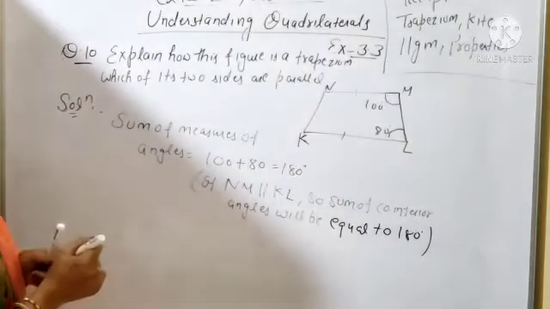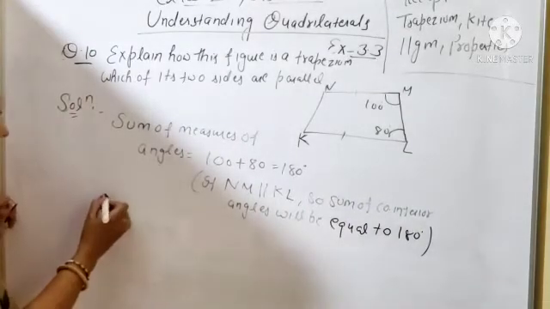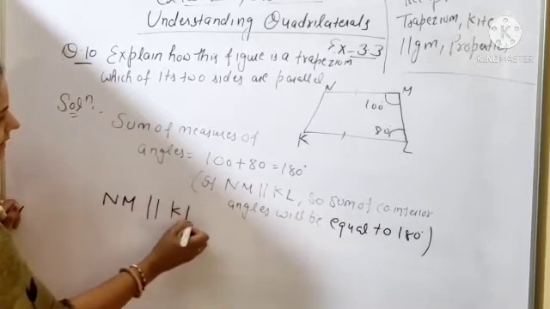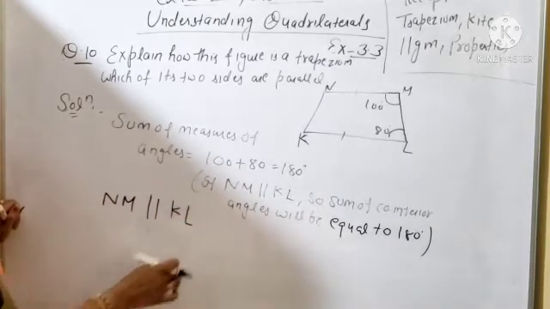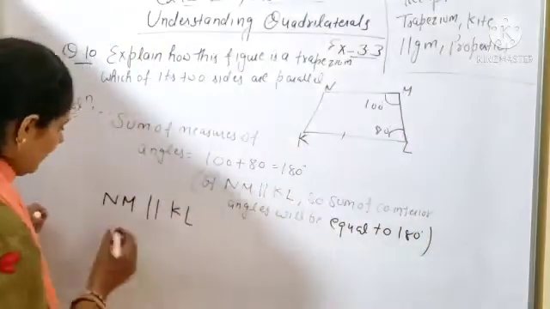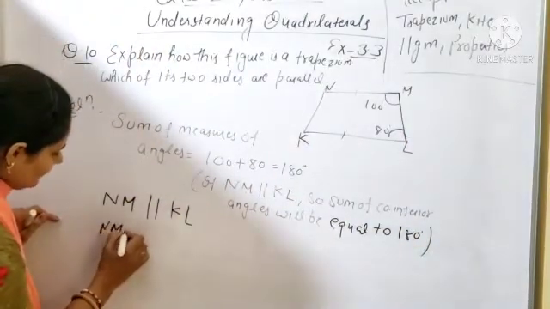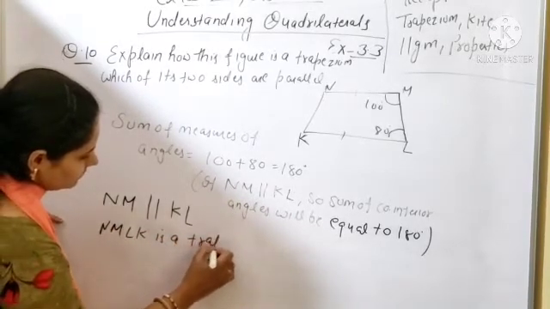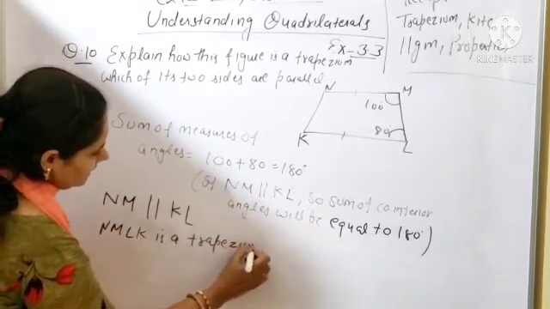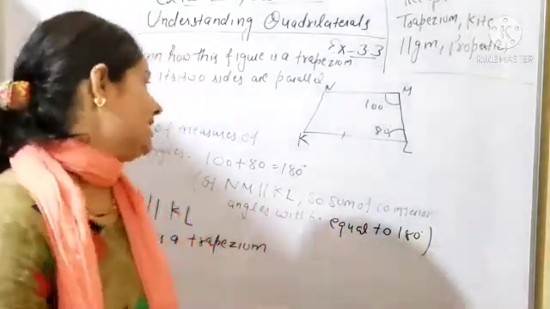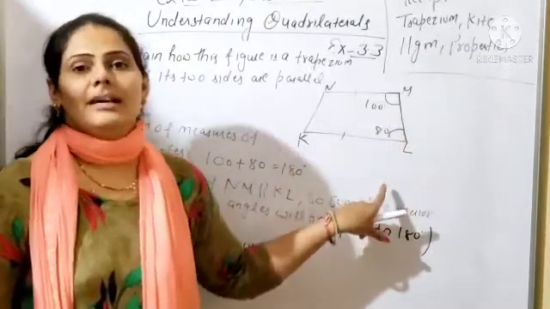Okay, line NM will be parallel to KL, and in this trapezium, so you can say NMLK. Okay, NMLK is a trapezium. NMLK is a trapezium because in this trapezium NM is parallel to KL, and why these are parallel?